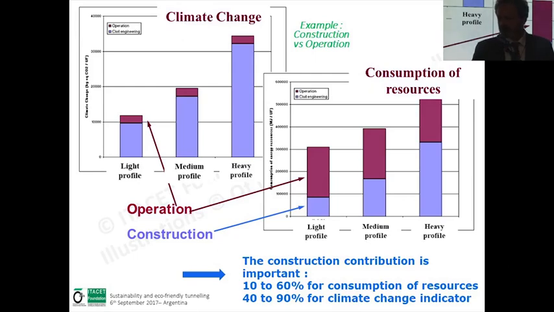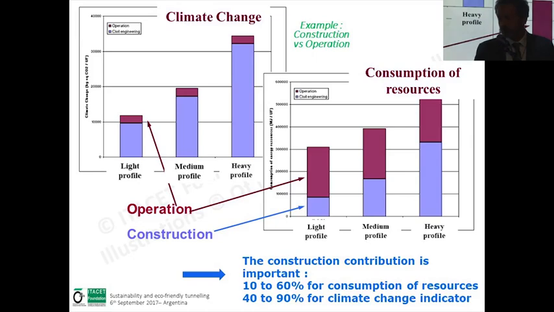Another example. I remind you that in this case we consider the operation phase and the energy supply during operation. We can see in this example the impact of operation compared to the impact of construction, for the climate change indicator and consumption of resources. For climate change, the part of operation is relatively small compared with construction, but for consumption of resources, operation has a greater impact in the global approach.